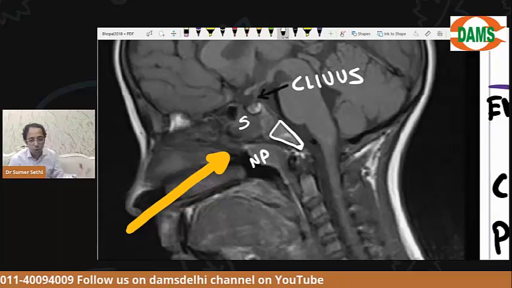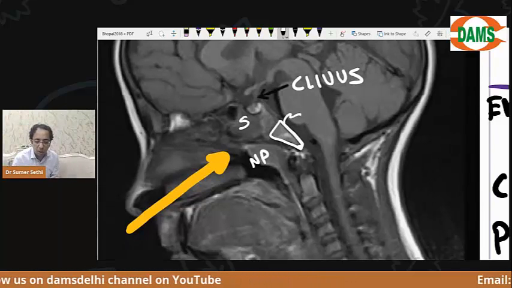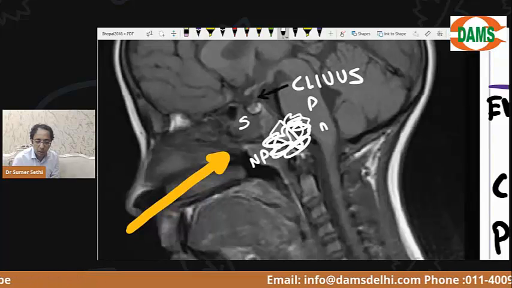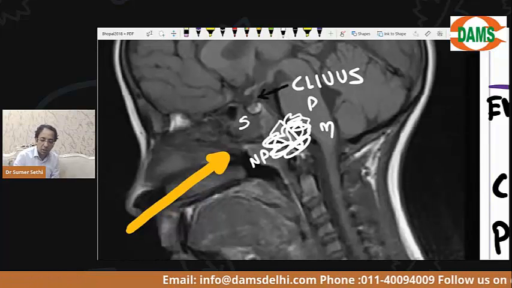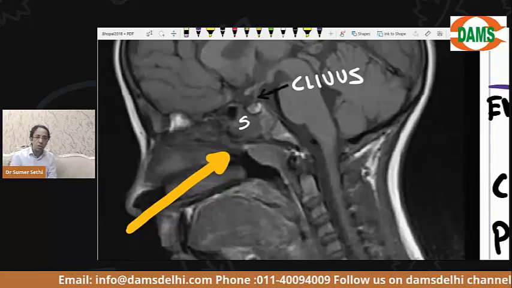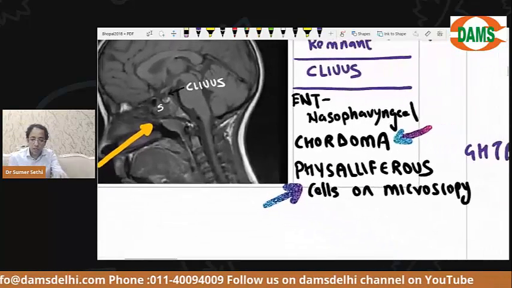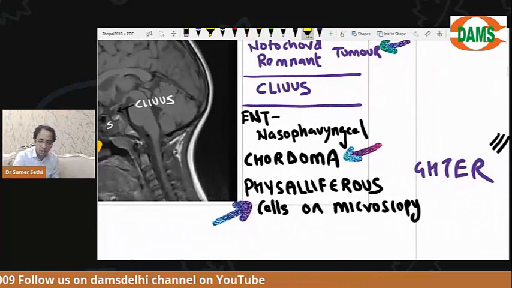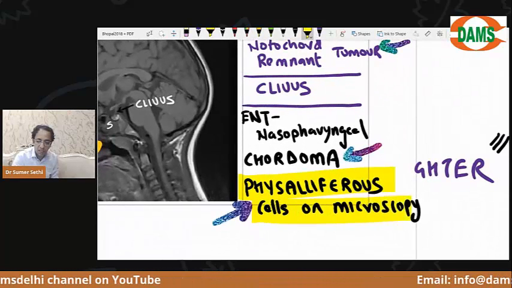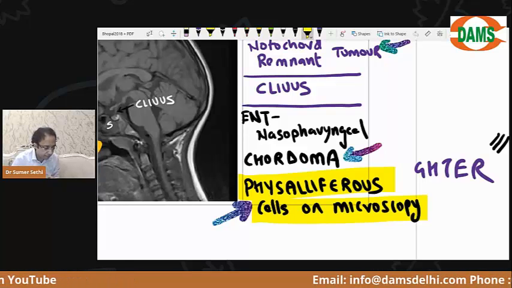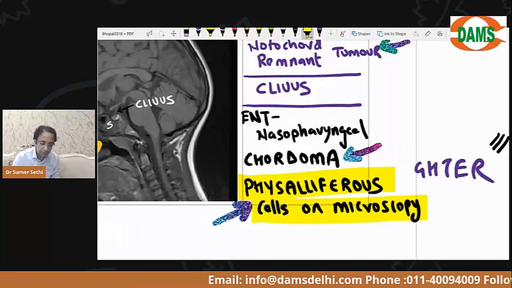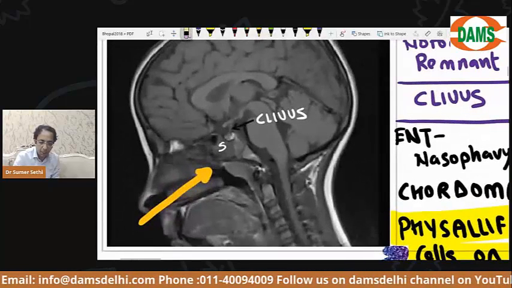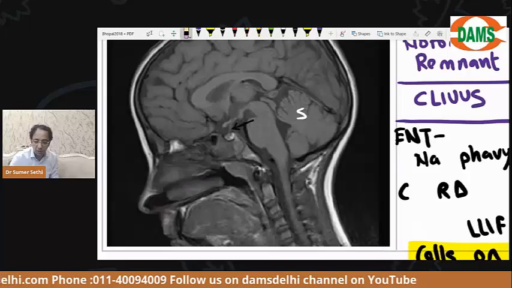If it goes posteriorly, it will also involve the cranial nerves here. Remember, at the pontomedullary junction, you have cranial nerves, so it can involve them. It can present as a nasopharyngeal tumor, and the key is biopsy. On microscopy, you can see a characteristic feature called physaliferous cells. Everybody clear? Okay. So this is the applied anatomy of this section that we studied together.